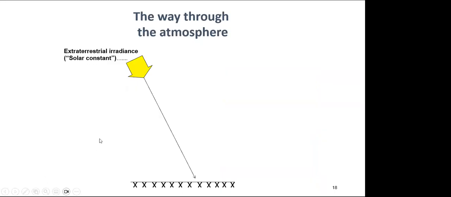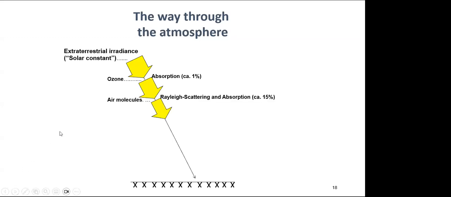This is a very good explanation. The solar constant is there at the uppermost atmosphere. Then some amount is absorbed by the ocean and ozone. This percentage we can also find out. The other thing is that there is a large amount of air molecules there. There is a scattering effect and absorption, about 15%.